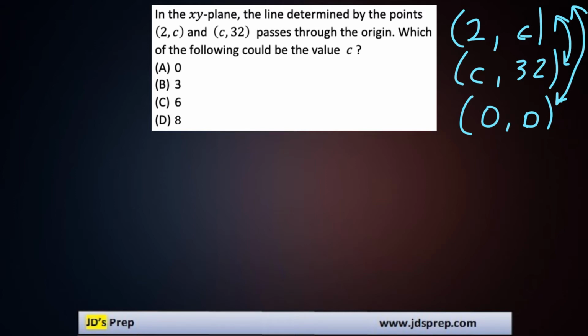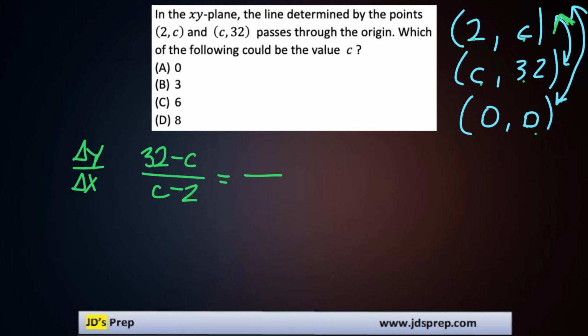Remember that slope is the change in y over the change in x. So first let's do 32 minus c for the change in y over c minus 2 for the change in x. Now that slope, if we want to go through the origin, should also be equal to the slope from here to here. So I guess we could do c minus 0, which would just be c, over 2 minus 0, which is just 2.